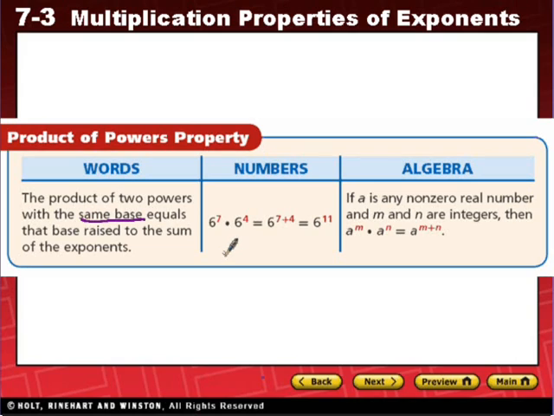And here's a nice numeric example. The base is the same. It's 6 in both cases. And we just add the exponents. 7 plus 4 is 11. So easy cheesy. In general, algebraically, as long as a is a non-zero real number, then we just add the exponents. Okay, so if it was like x to the 2nd times x to the 4th, it would be x to the 6th. And we'll do a couple more examples on the next page. You can squeeze them either below or maybe in the little margins there.